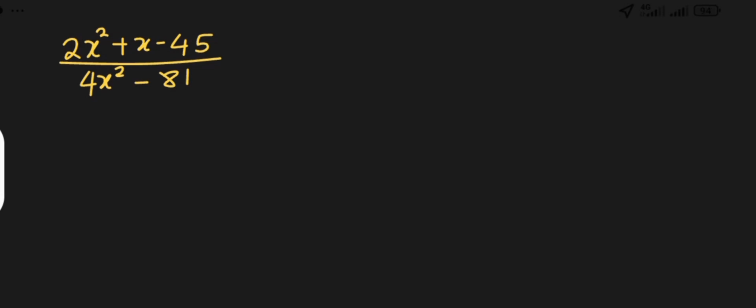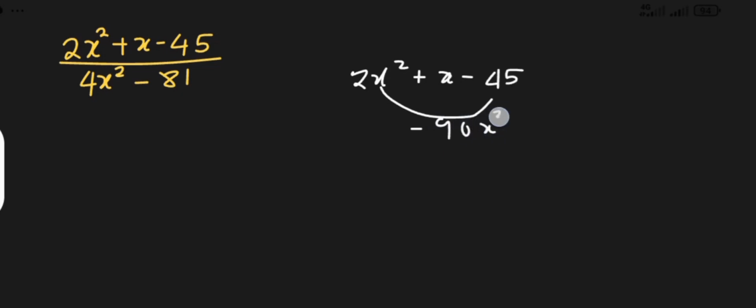The first thing we want to do here is factor both the numerator and the denominator. So starting with the numerator, that's 2x squared plus x minus 45. Well, here the leading coefficient is not 1. We find the product of the first and the last terms. That should be negative 90x squared. I included the x squared because the leading coefficient is not 1. Then we look out for the factors of negative 90x squared that will actually add up to positive x.